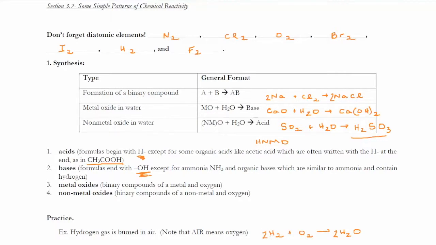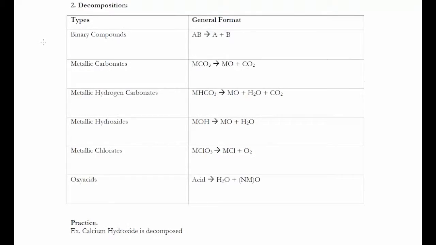The next type of reaction that we need to talk about is decomposition reactions. Now, as you'll notice as we look through these, decomposition reactions are extremely similar to synthesis reactions. They're just the exact opposite. So for example, AB breaks apart into A plus B.